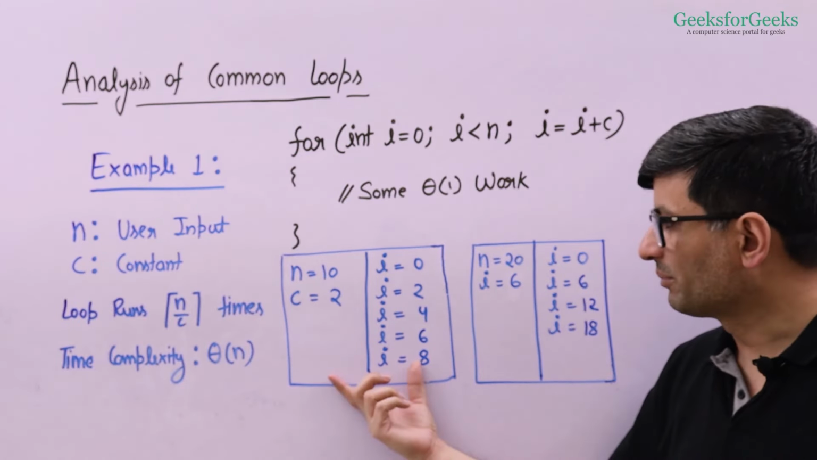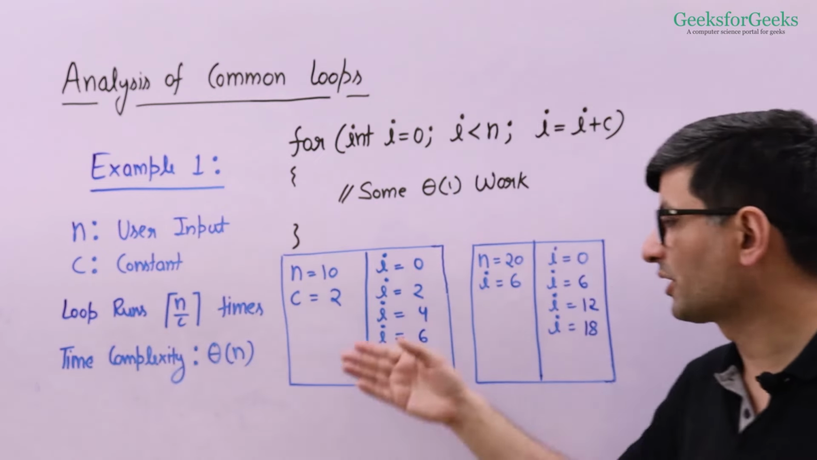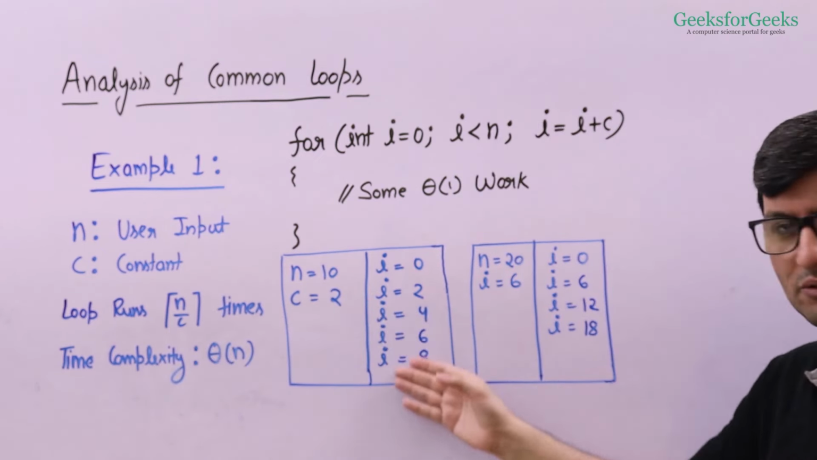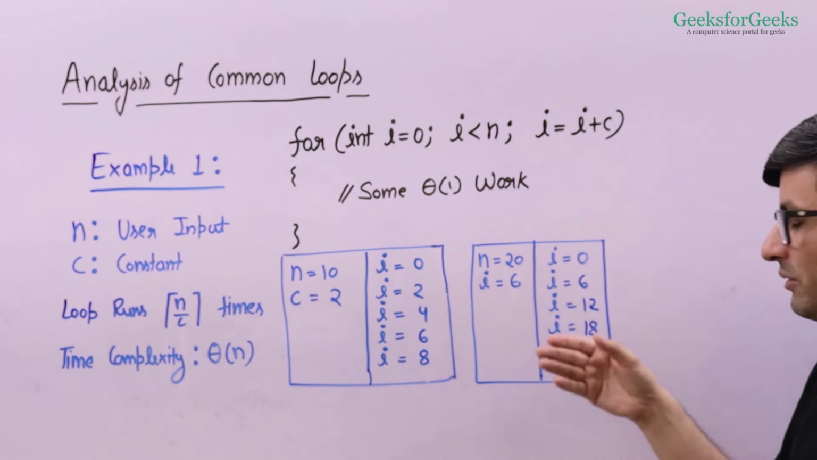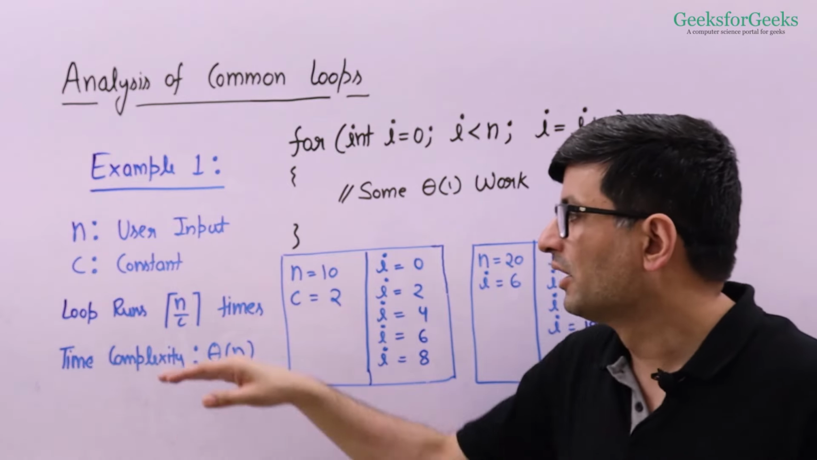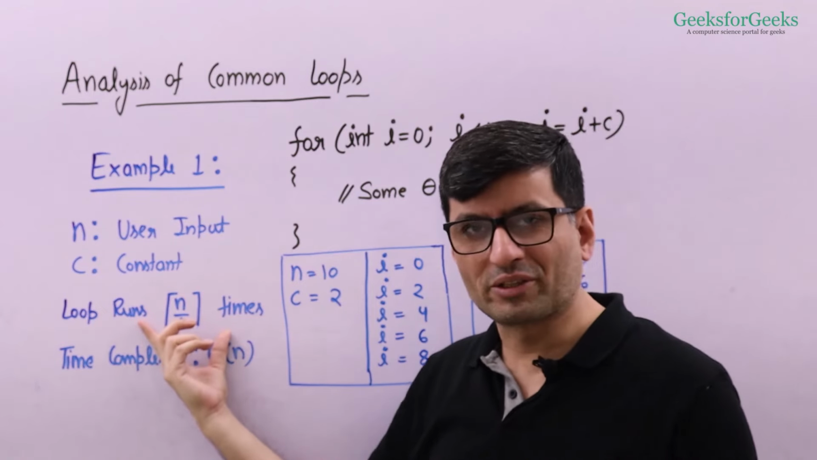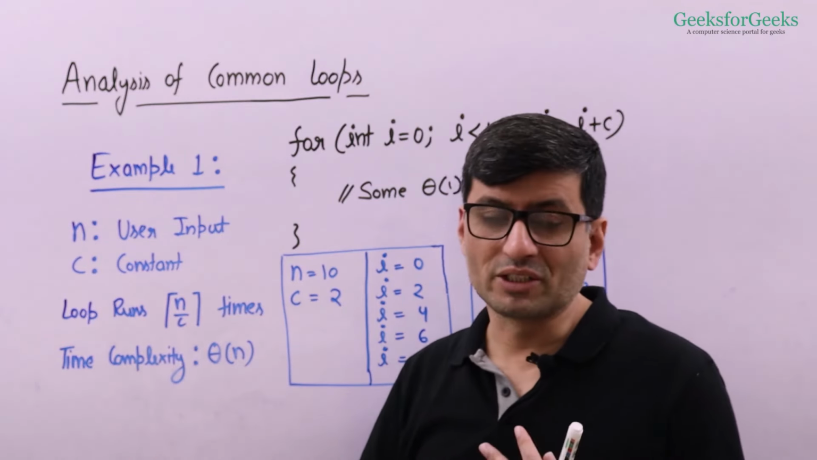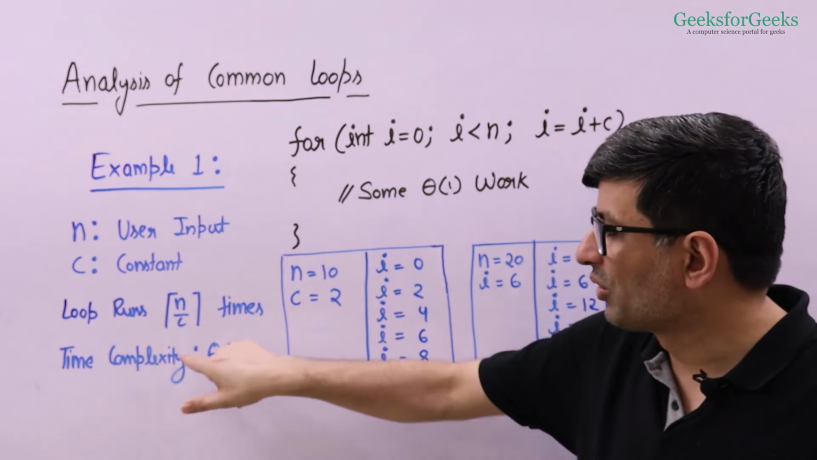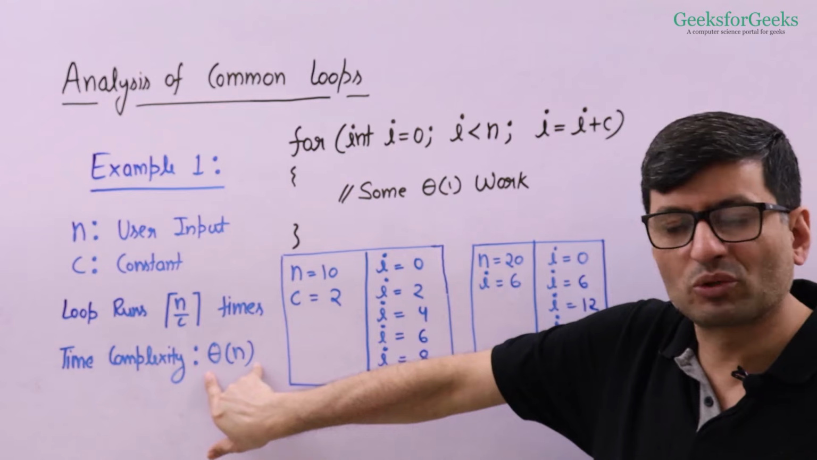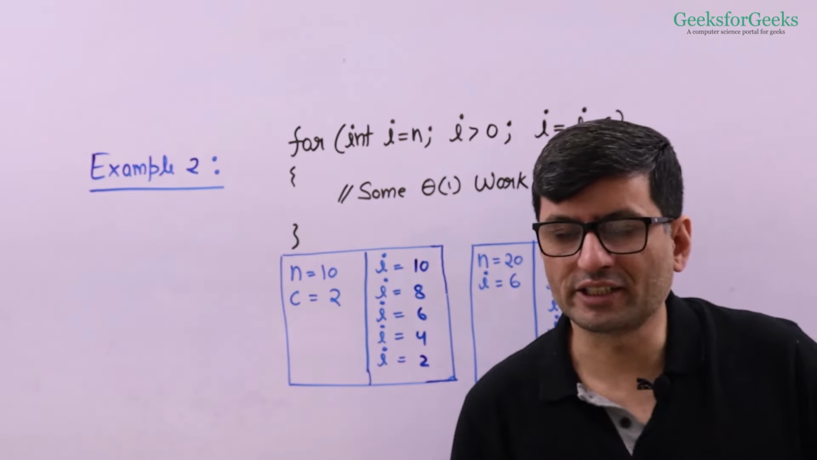By looking at these examples, we can clearly see that this loop runs n by c ceiling times. For example, if n is 10 and c is 2, we have this loop running 5 times. For 20 and 6, we have this loop running 4 times, right? 20 by 6 is 3 point something. So ceiling of n by c times. And how do we write asymptotic notation for this? We ignore the constants, we ignore floor and ceiling. Floor and ceiling mean plus or minus 1 or something, right? So we can ignore those things and we can clearly say the time complexity of this part of the code is theta n. Let's now see our second example.